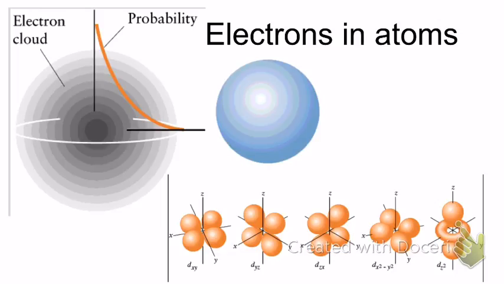The title is Electrons and Atoms. Which one of those looks like an atom to you? The blue one, right? Why? It's bigger, okay. Any other reasons why it looks like an atom to you?